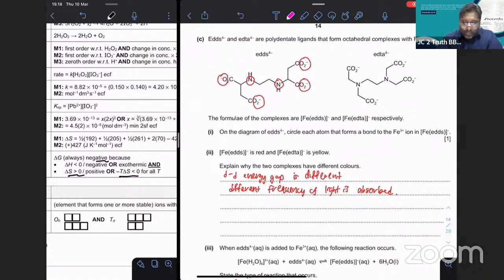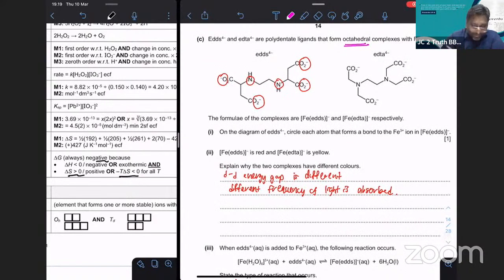EDDS and EDTA are polydentate ligands that form octahedral complexes with Fe3+. The formula is given. On the diagram, circle each atom that forms a bond with Fe3+. If you want to circle, you're going to circle the six, because they are polydentate and they form six octahedral complexes. So they are going to have a coordination number of 6, which means there must be 6.